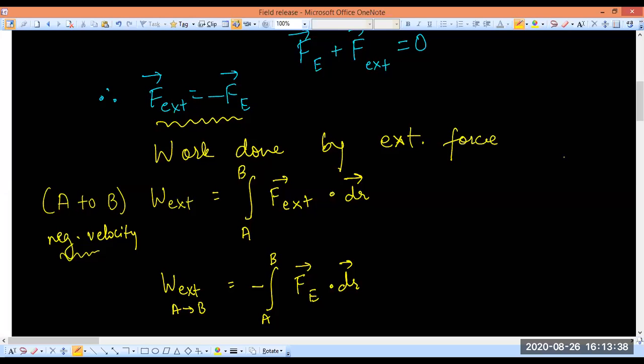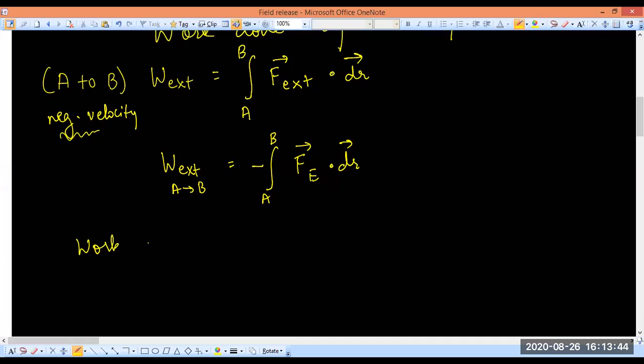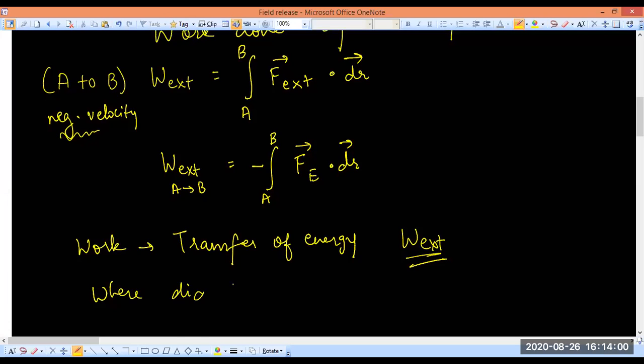Now think about what is work. Work is nothing but transfer of energy. Clear? So the external force did some work. Where did that energy go? Think about it. Answer it in the chat box. Come on, where did that energy go? We did some work, so that energy has to be going somewhere, right? It cannot disappear. It must be going somewhere. It must be stored in some form.